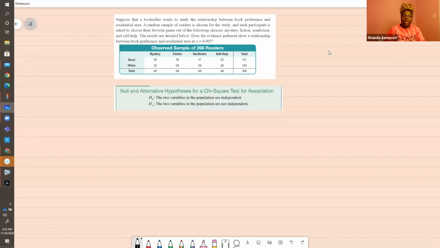So let's jump into our example. Your null, as you can see here, is going to be that the two variables in the population are independent, and your alternate is going to be that the two variables in the population are not independent. They use not independent, or you could use dependent.